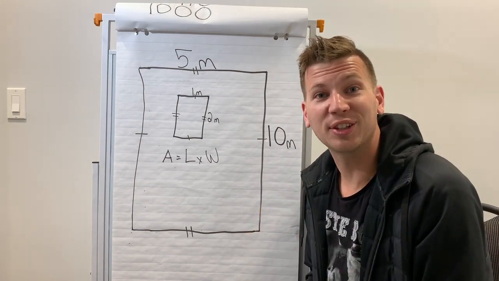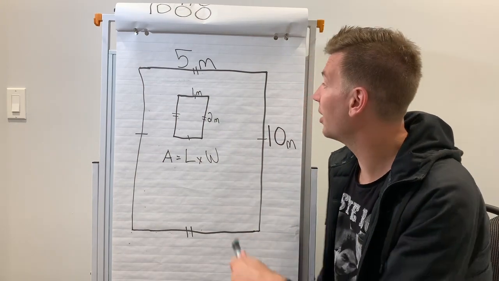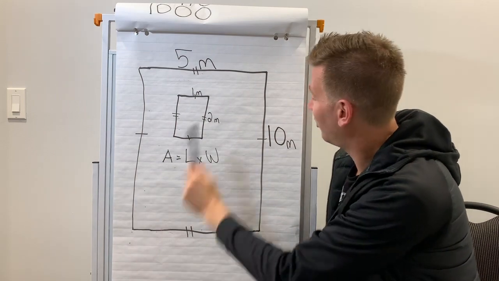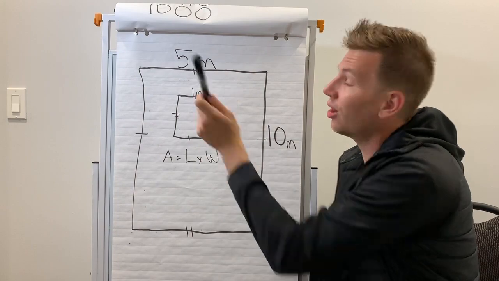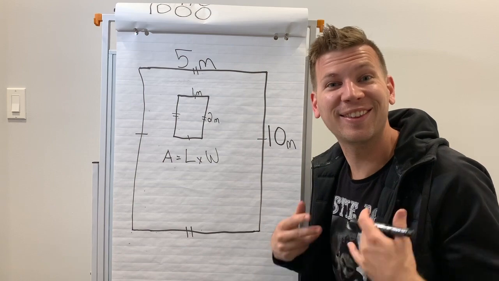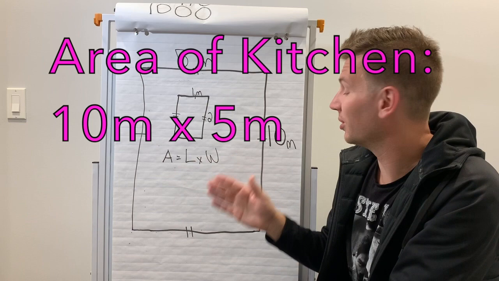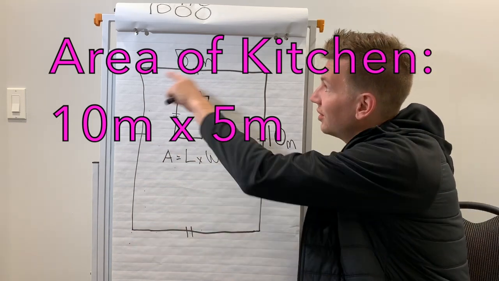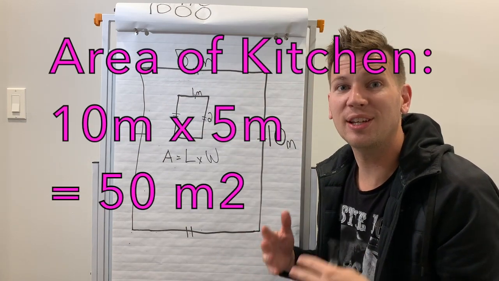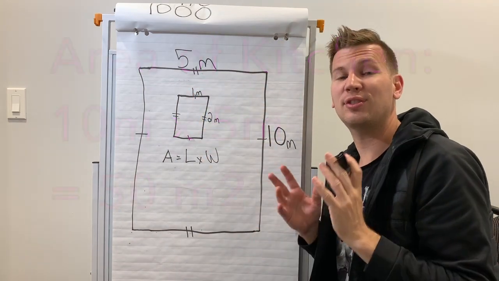So we're going to have to calculate two areas. So we have our formula, area equals length times width. We have four sides, so we have 5 meters here, 5 meters here, 10 meters here, and 10 meters here. So we're going to just say, hey, this is the length, and we'll call this the width. So area equals length times width. So length is 10 meters. So we're going to go area equals 10 times 5. So our area for this is 10 times 5 is 50 meters square. So this whole area here is 50 square meters.